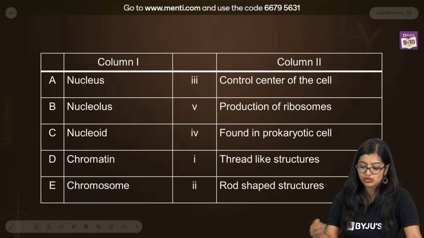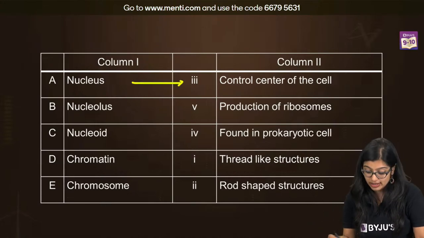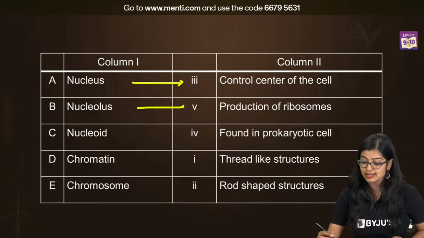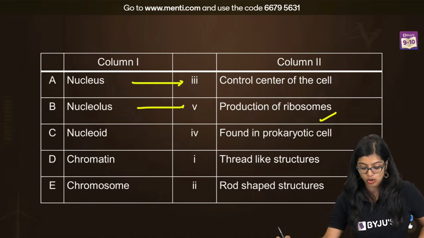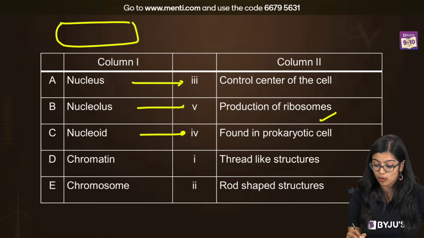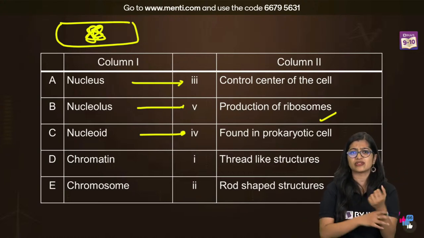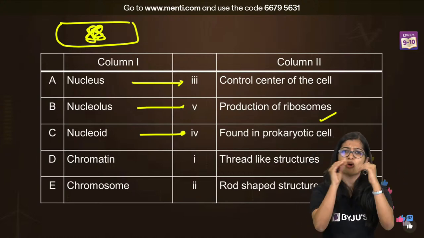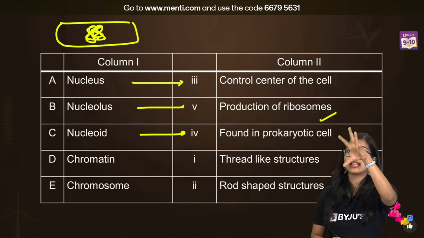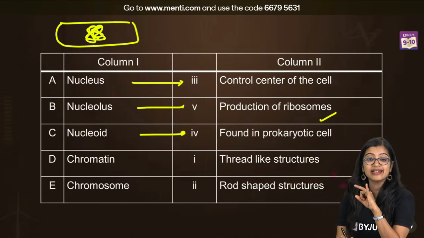Now in this case, when you talk about nucleus, we know that the nucleus is the control center of the cell. On the other hand, the nucleolus is a darkened structure inside the nucleus that is necessary for production of ribosomes. Now you have the nucleoid region. Like I said, the nucleoid region is found in prokaryotic cells like bacteria, wherein the genetic material is concentrated in one region of the cell, and it is not enclosed by a nuclear membrane.